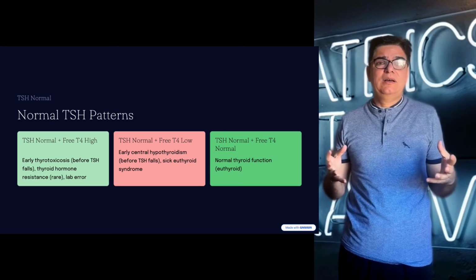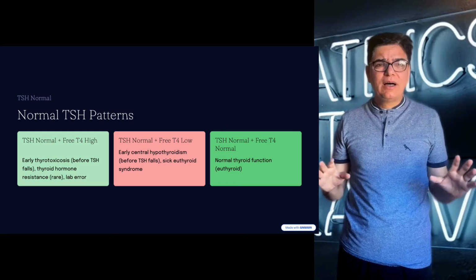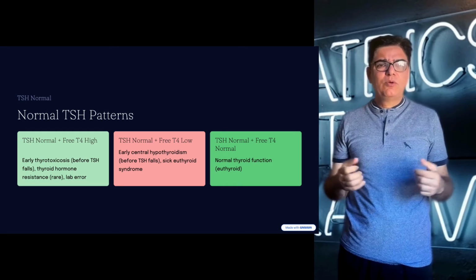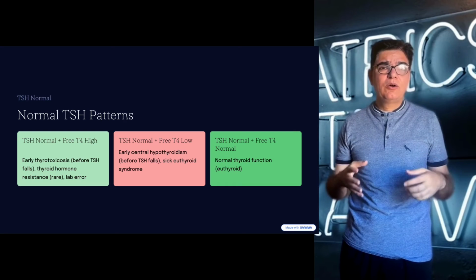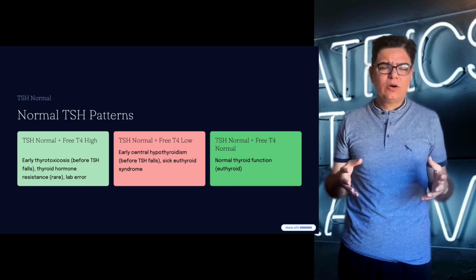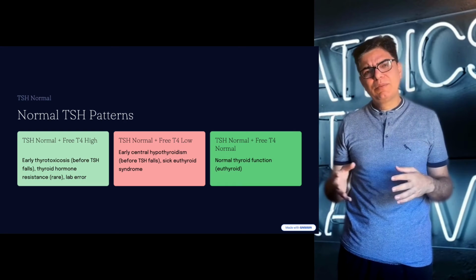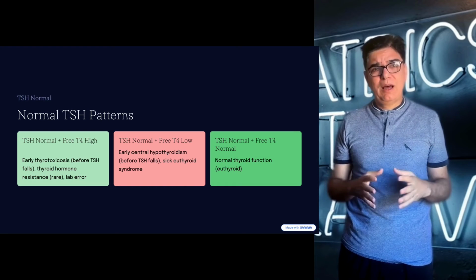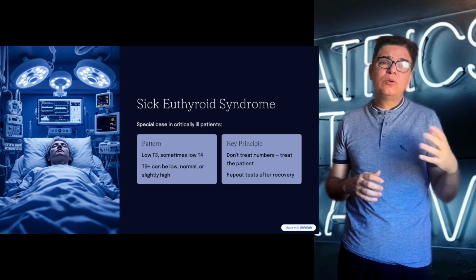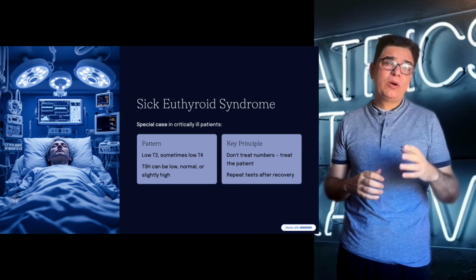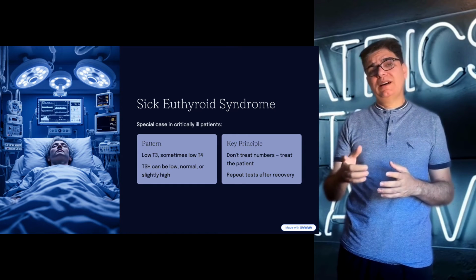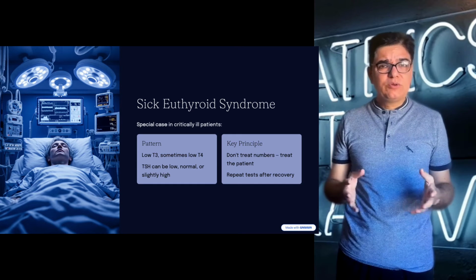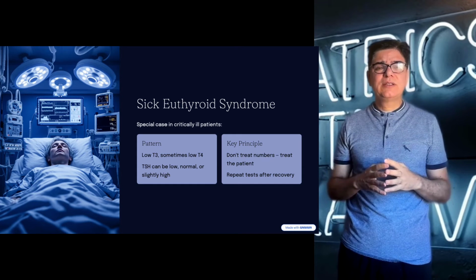The third possibility is where you get a normal TSH and a normal free T4, and this is of course a true euthyroid state or normal state in which the thyroid and the pituitary glands are both doing their job very properly. A little bit I want to touch on the sick euthyroid syndrome, because let's highlight this condition separately, because it can confuse even very experienced clinicians.